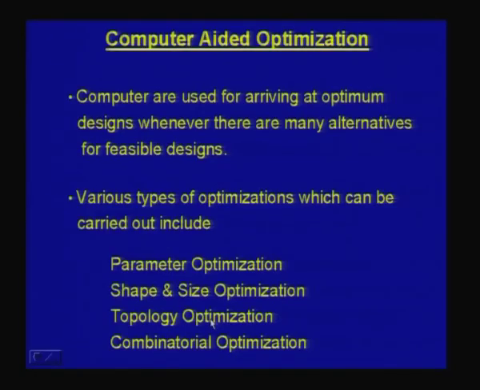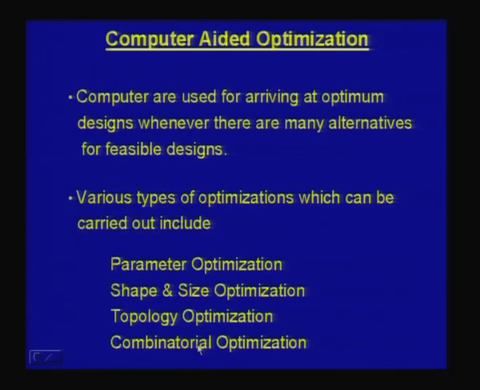So, in a typical topology optimization, one is not really concentrating on optimizing the geometry, but on arriving at a more optimum topology, which basically maximizes or minimizes certain criteria which are intended.